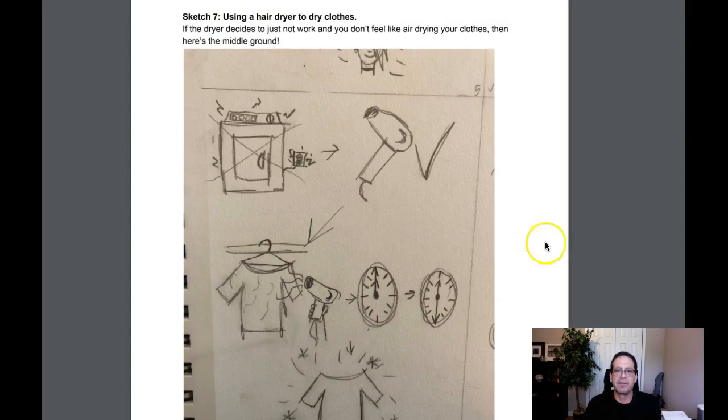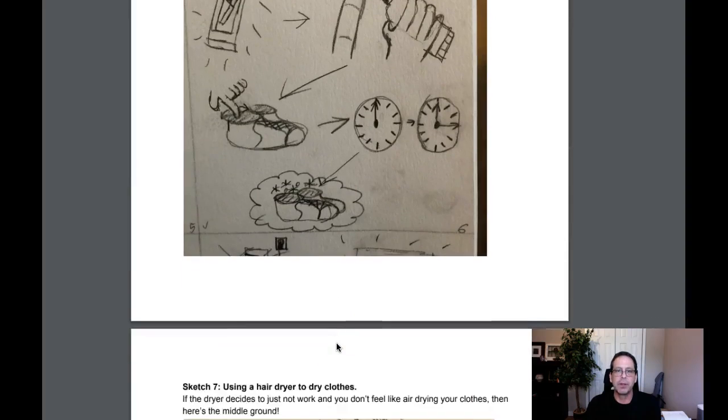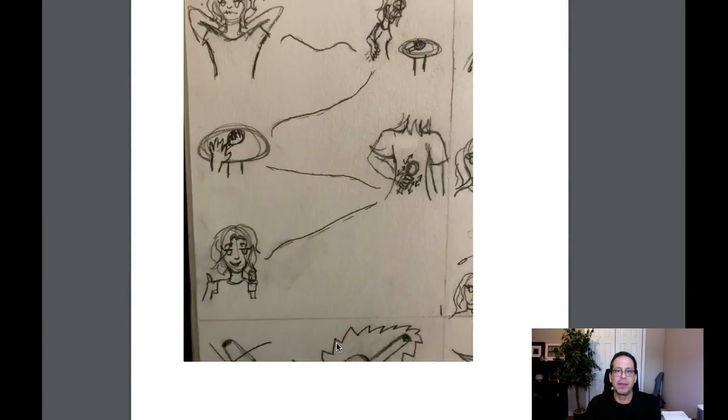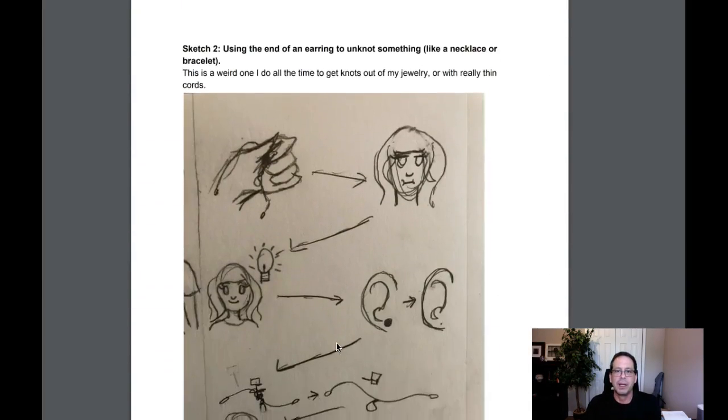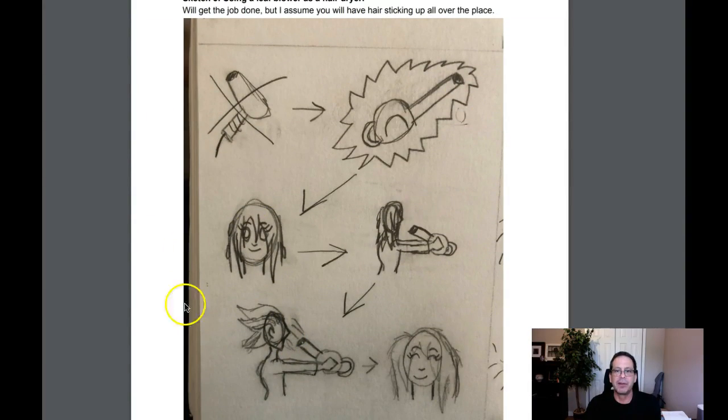But this one, I think, definitely needs human interaction, right? Like the other one. So I think that's a really strong one. And I think this is really strong too. The hair dryer. I think this could be a blast.